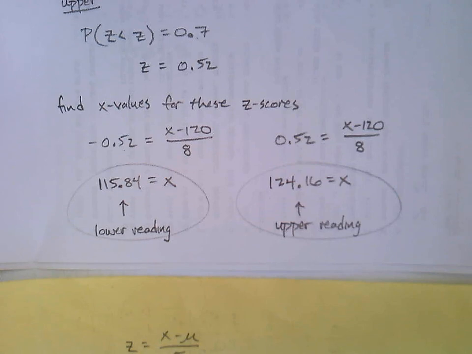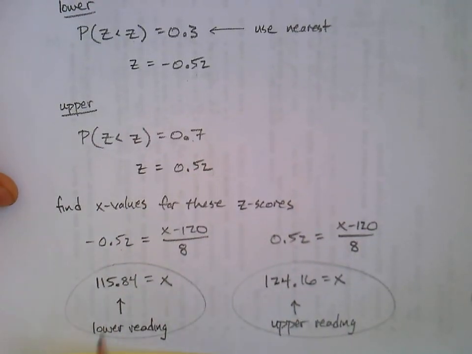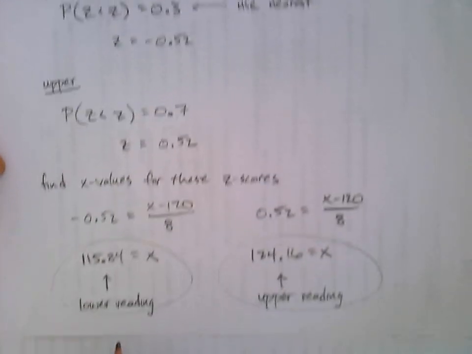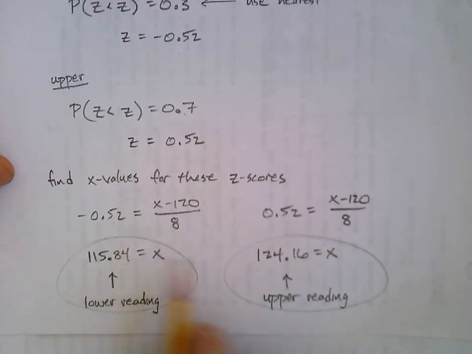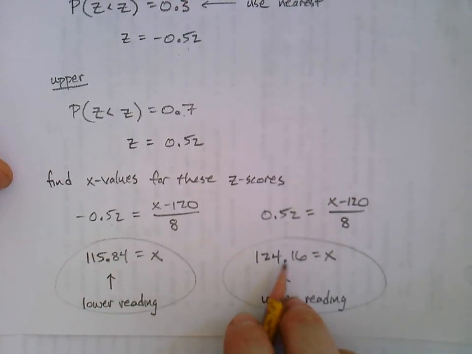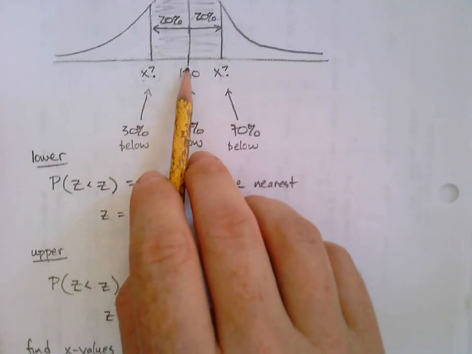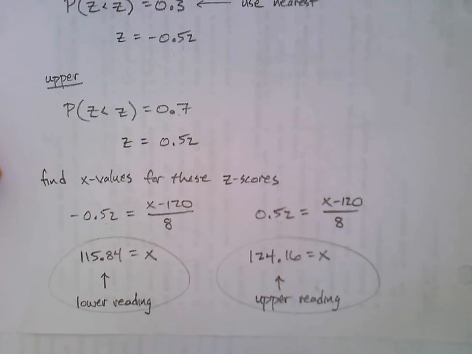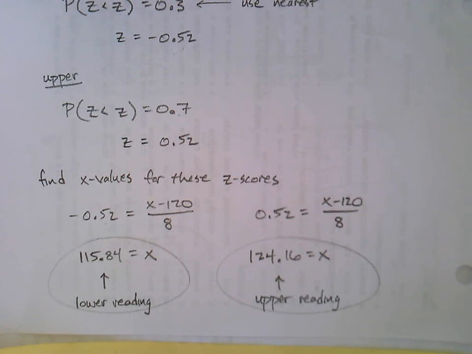And notice, just to wrap up, these numbers are perfectly symmetrical about the 120. They're the same distance to the left and to the right. They're both 4.16 this way, 4.16 that way, just kind of a reflection. And they should be, right? Because it's all symmetrical. Okay, that was a long problem. That's about as challenging as these get.